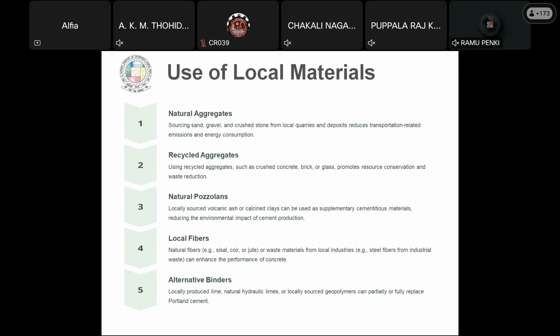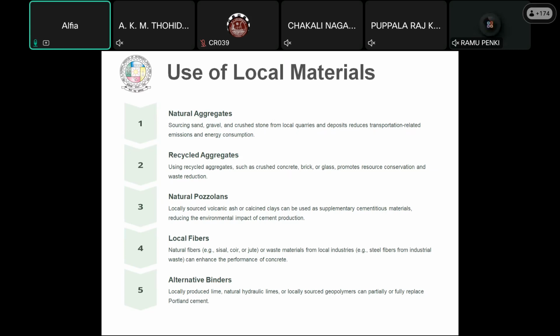By utilizing locally available materials, again, we can reduce the carbon footprint and proceed towards sustainable construction practice. So, in this, again, we have different heads. One is natural aggregates. If we source locally available aggregates, it will reduce the transportation cost and the energy consumption.